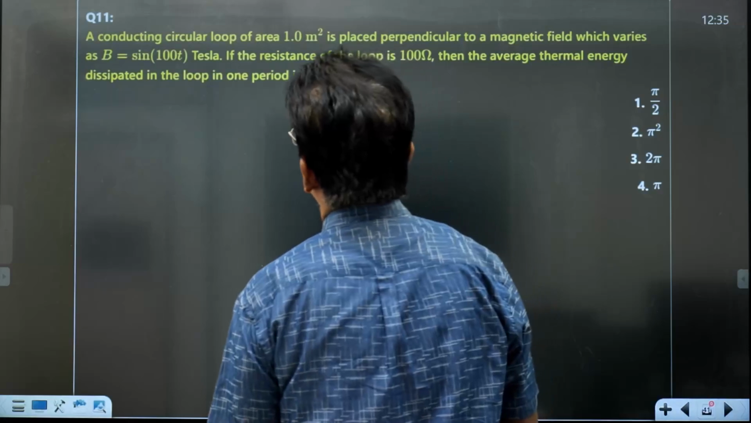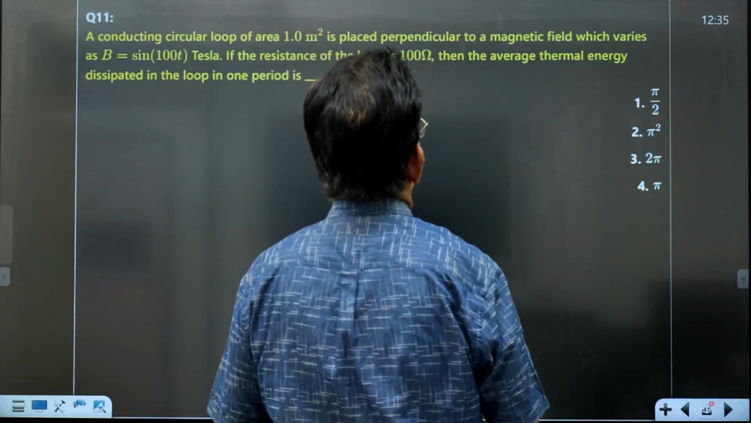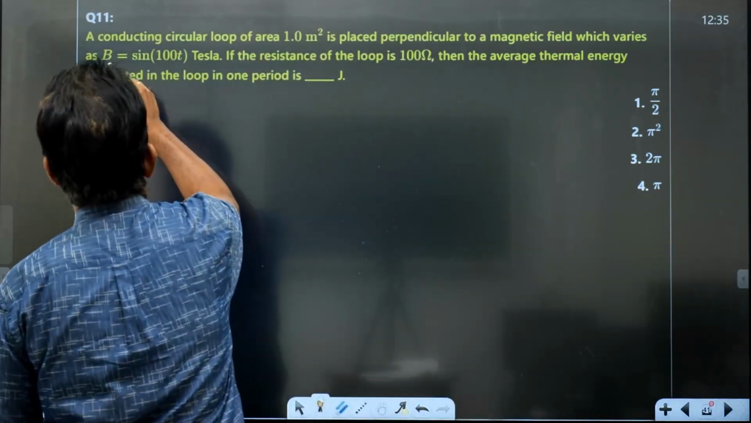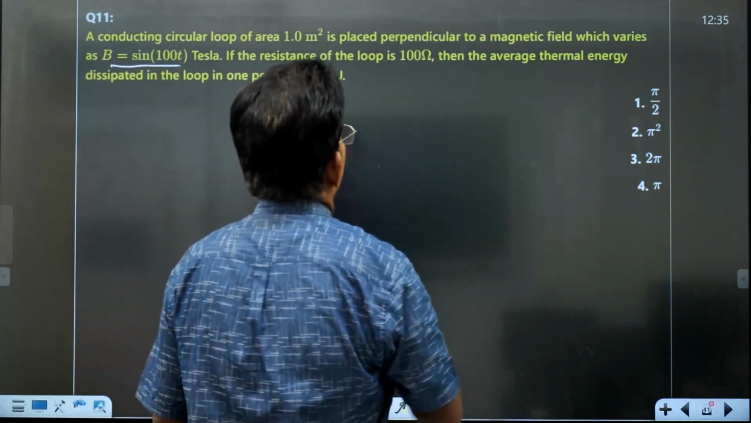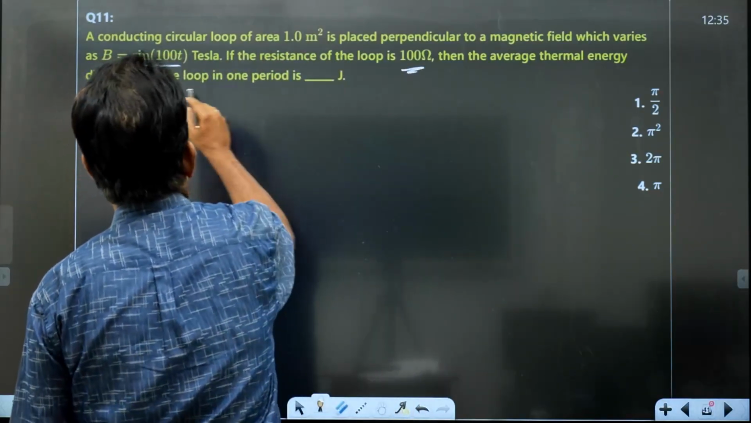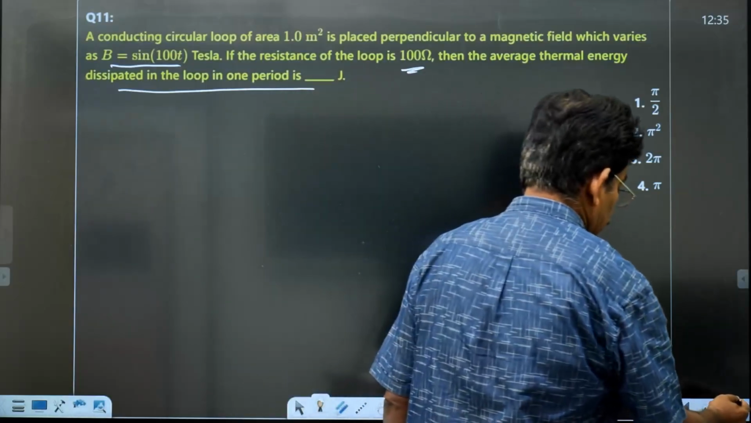Come on. A conducting circular loop of area 1.3 is placed in a perpendicular magnetic field which varies. Alternating EMF is there. Okay. The resistance of the loop is 100 ohms. Then the average thermal energy dissipated in one period. Okay, let us go to the explanation.